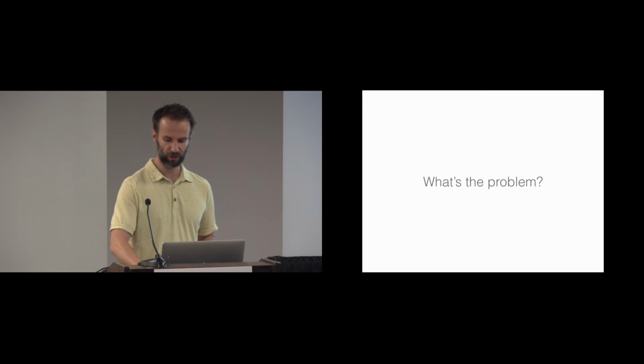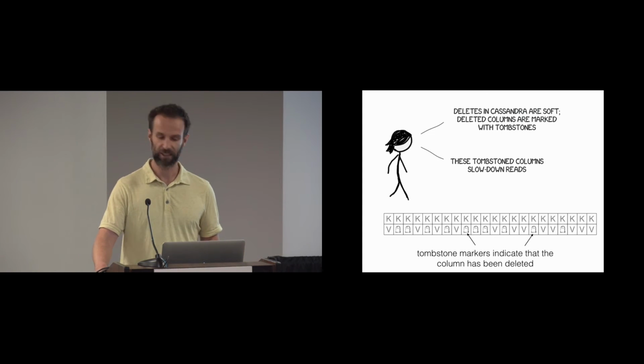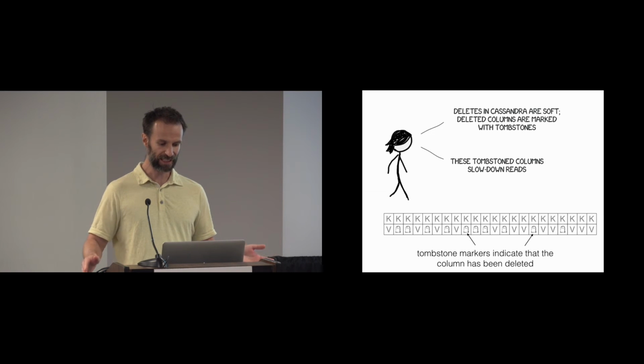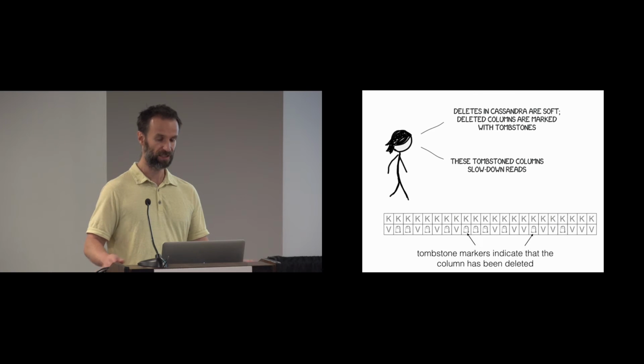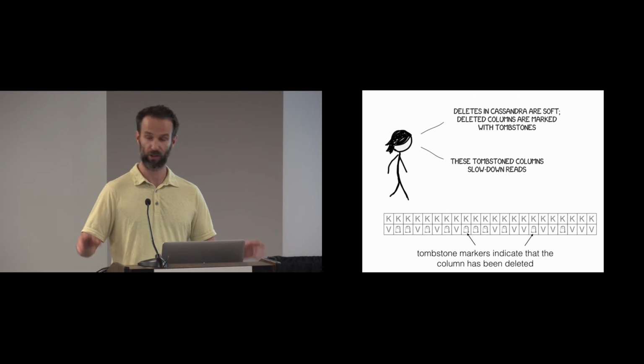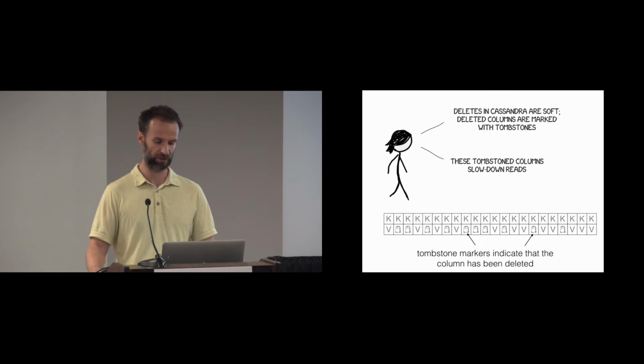So what's the problem with using Cassandra as a queue? Well, queues typically need to support a high level of reads and writes. When you delete data in Cassandra, it doesn't immediately remove that data from persistent storage. Instead, it performs a soft delete where it marks deleted records with things called tombstones.